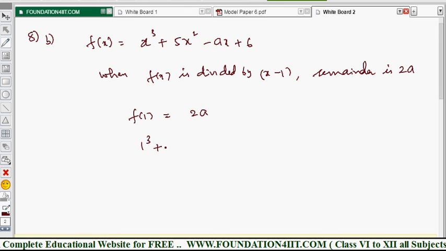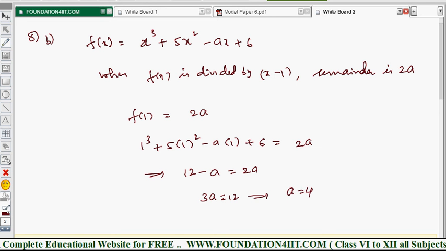So 1 cube plus 5 into 1 square minus a into 1 plus 6 is equal to 2a. From this, 1 cube is 1 plus 5, so 6, plus 6 is 12. So 12 minus a is equal to 2a, then 3a is equal to 12. So from this, a is equal to 4. The value of a is 4. This is a simple sum. Let us see the next question.